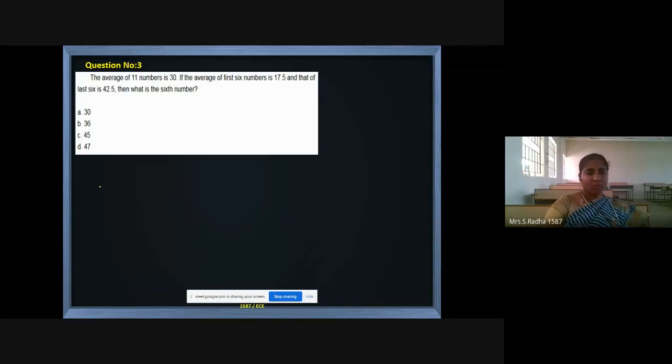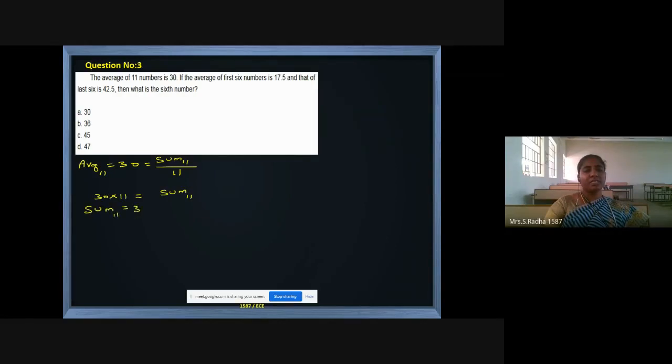Okay, so what we will do: the average of 11 numbers is 30. I will use the same notations. Average is nothing but the sum of the quantities divided by the number of quantities. So the sum of 11 numbers is 30 into 11, which is 330.